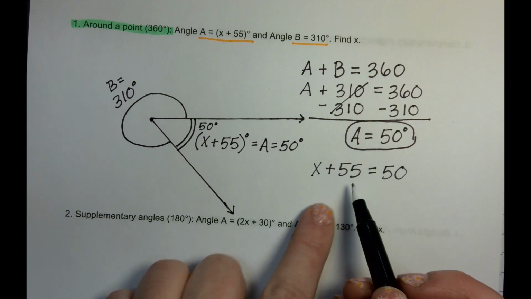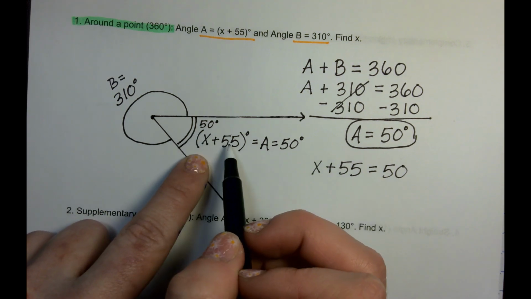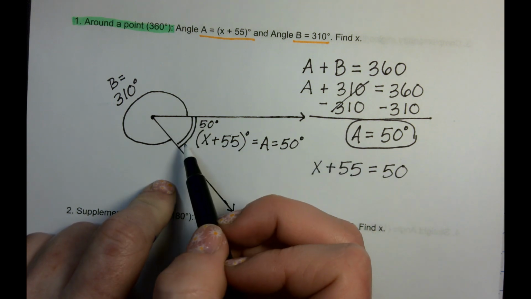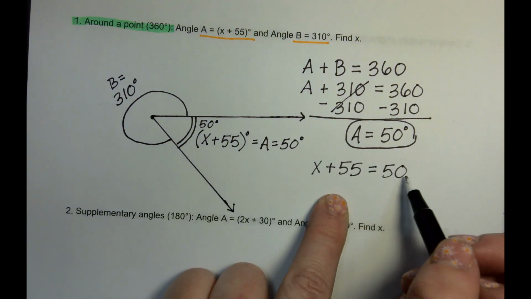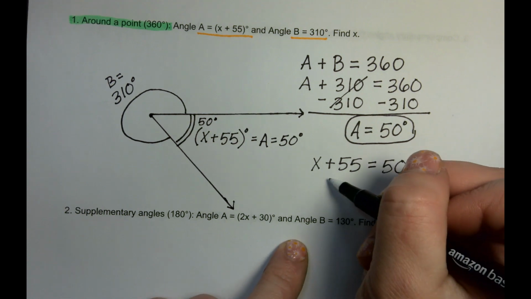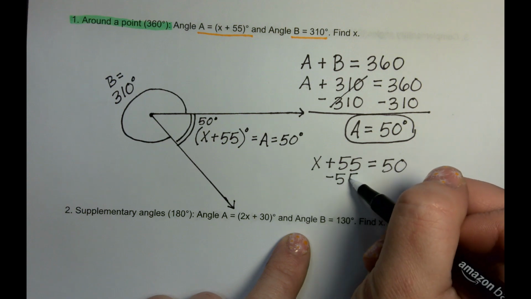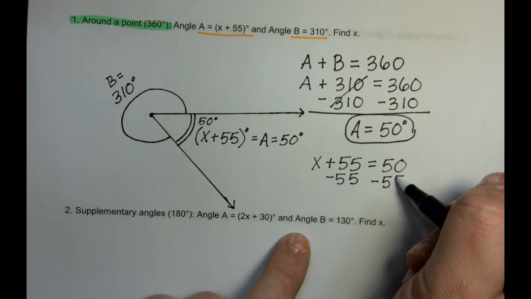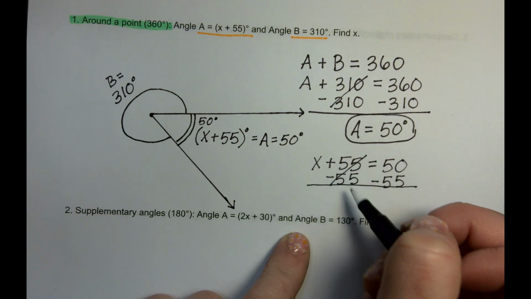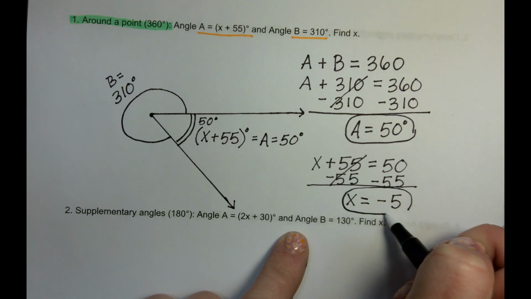Yep. So x plus 55 degrees, remember, whatever x is, when I add it to 55, it needs to be equal to 50 because angle A is 50 degrees. So x plus 55 is 50. What should I do to solve for x? Subtract 55. You've got to get x by itself. Yes, we want to get x by itself. So, x equals negative 5. That's a tricky one to start with.